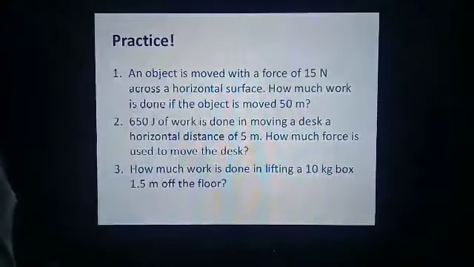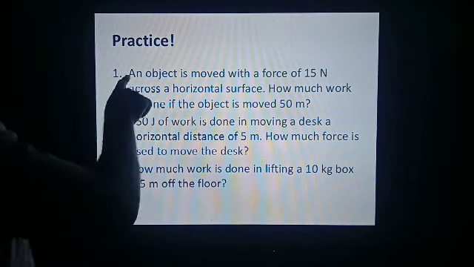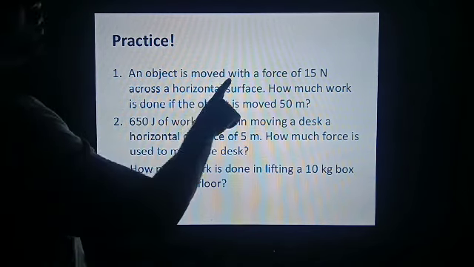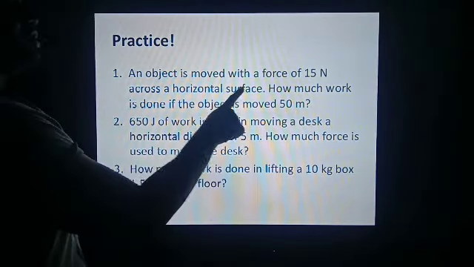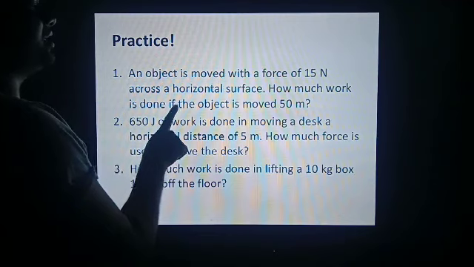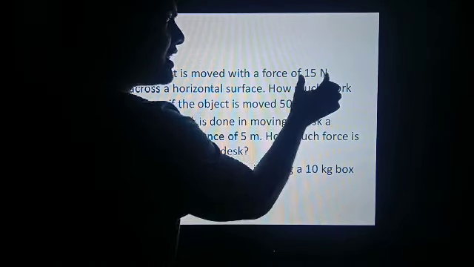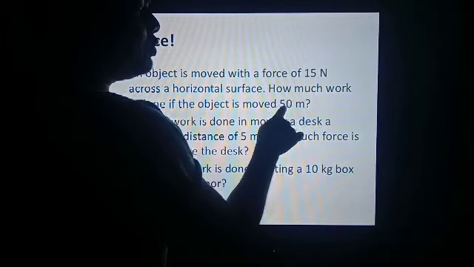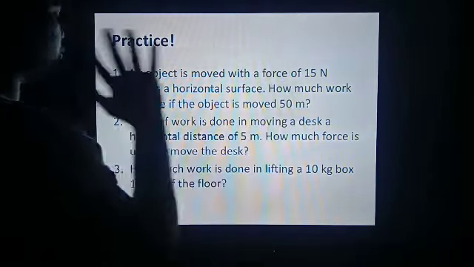Let's see some questions for your practice. First question. An object is moved with a force of 15 Newton. This is F. Across a horizontal surface, how much work is done if the object is moved by 50 meter? This is D, this is F. So W is equal to F into D, means 15 into 50, that is equal to 750 joule.